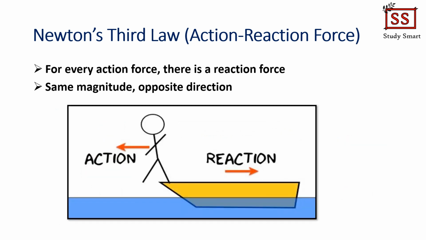Another example over here. When this person jumps from the boat, he exerts an action force in the forward direction. So when he jumps from the boat, there is an action force, and at the same time, because of his action force, there is a reaction force by the boat, which will cause the boat to move backward.